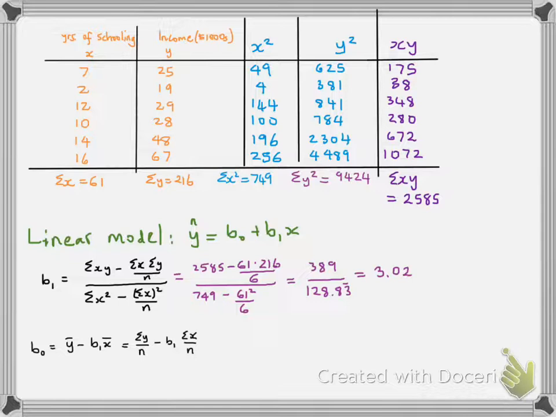Then we will just substitute the information from the table in there, and our result will be 5.30. Therefore, our linear model is y hat equals 5.30 plus 3.02 times x. That is the equation of the best line of fit for this data set.